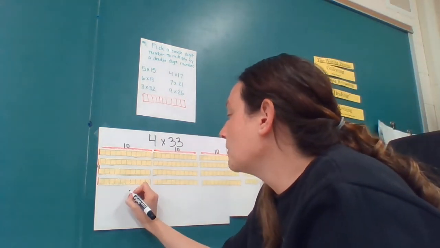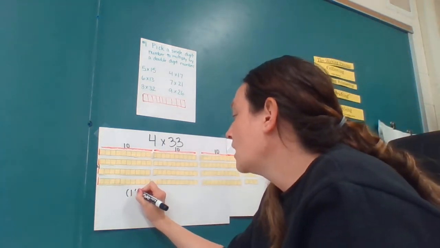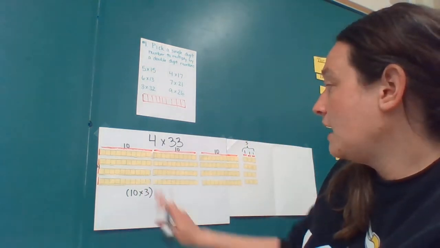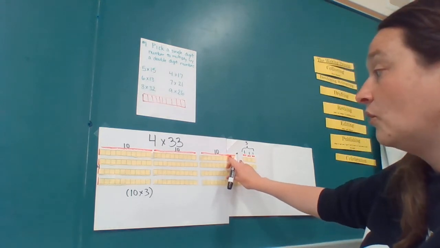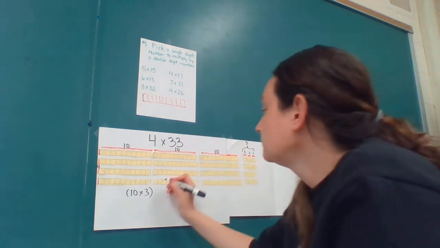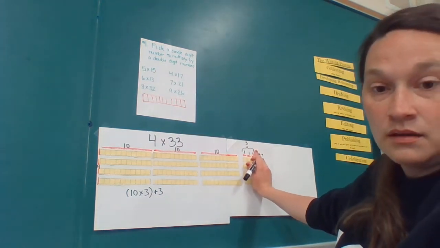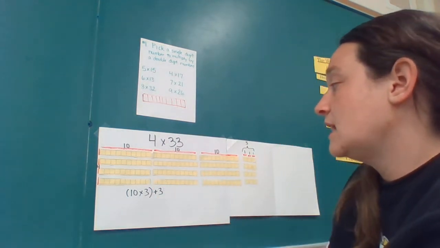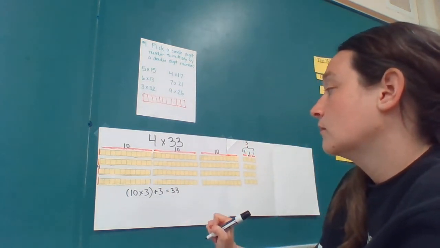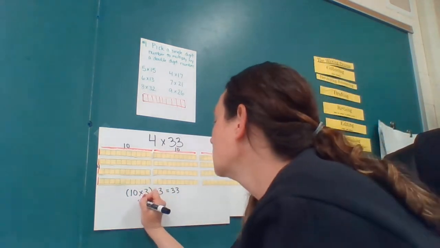So the first thing I'm going to do is I'm going to think 10 times 3. I have 3 groups of 10. Okay. I have 3 groups of 10. I also have 3 ones right here. So that part is giving me 33. Now I can take that whole thing and I can then now multiply that by 4 if I wanted. So that would be one way I could do it.